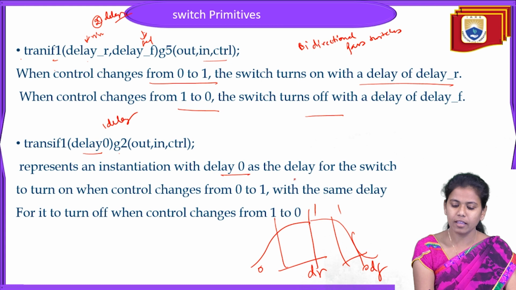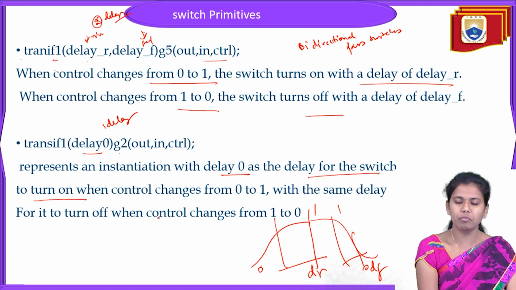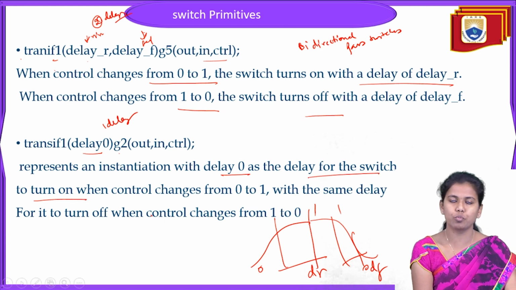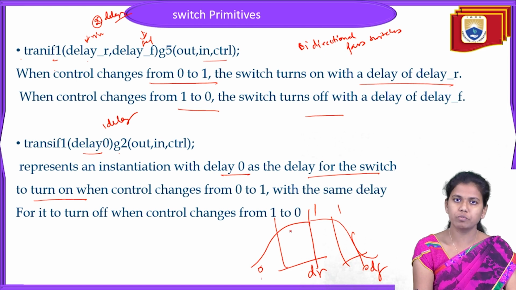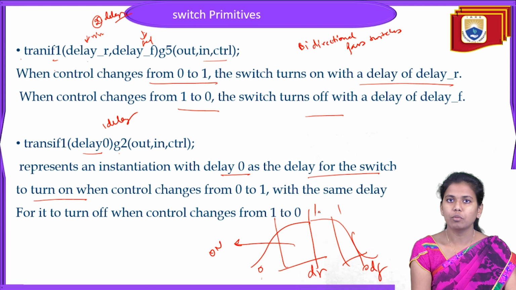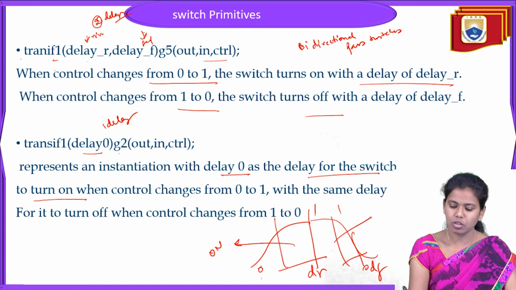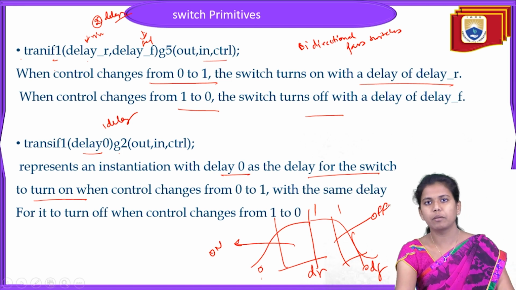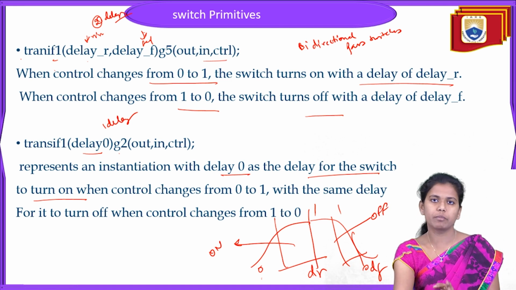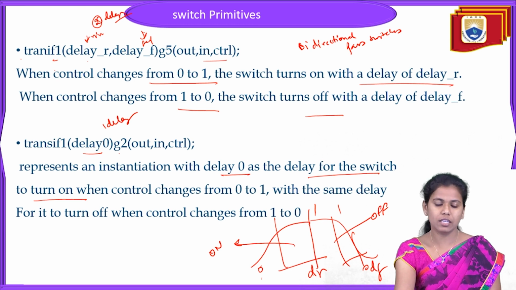So the switch is turned on when the control signal goes from 0 to 1. So when the control signal goes from 0 to 1, the switch will be in the on state, and with the same delay it will turn off when it goes from 1 to 0. So here in this particular example, with respect to the rise time and fall time, there is a rise delay and a fall delay. In the rise delay pertaining to the delay 0. Okay, so here we are saying that it is a delay 0.